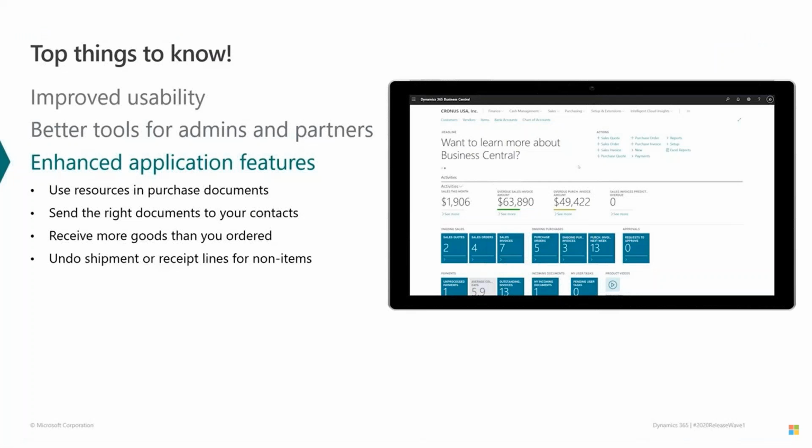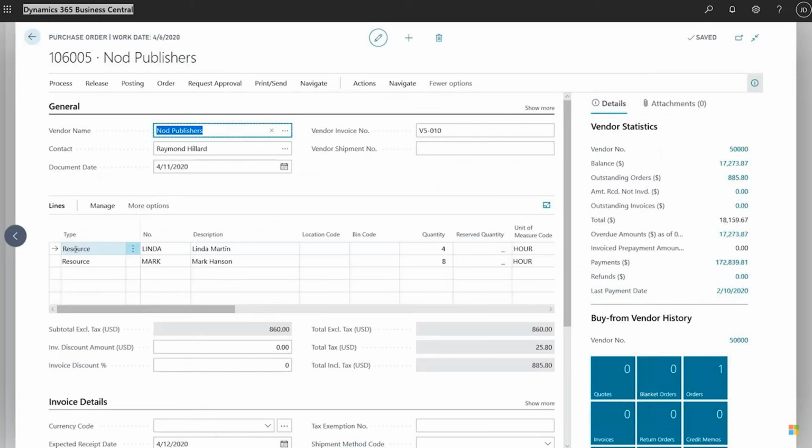Some new possibilities regarding the application. You can now use resource as a line type on purchase documents. That makes sense because, of course, there are a lot of companies who, for example, hire external people on certain projects. Now it's out of the box available in Business Central to use purchase orders, for example, for those types of lines. So you're able to use the resource type on purchase orders, invoices, and credit memos, and post purchase transactions with it.